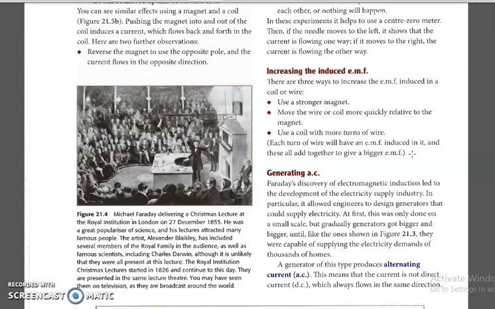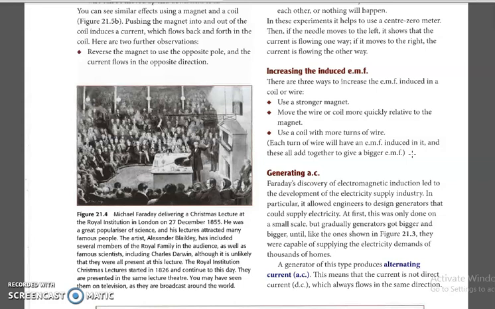Next, we are going to learn generating AC. Generating AC means generating alternating current. In the introduction itself, we discussed how to generate a current. We can use a generator to generate a current.